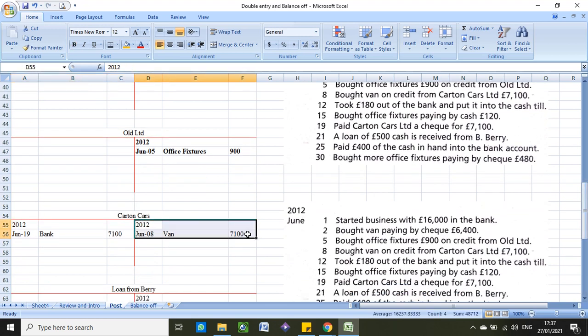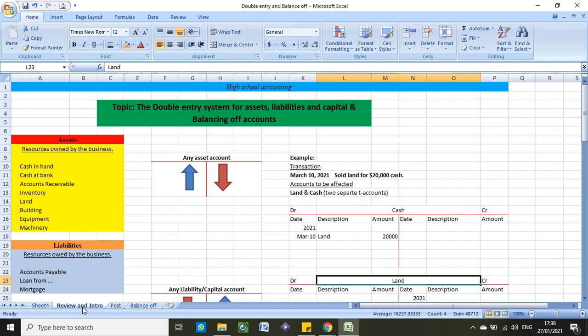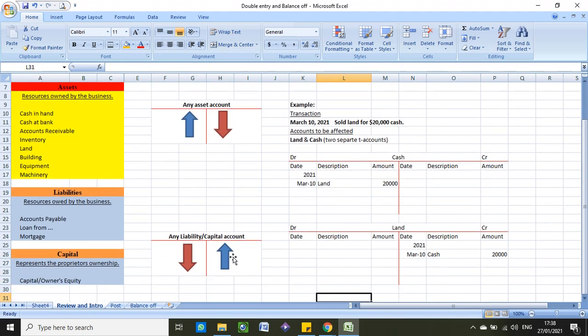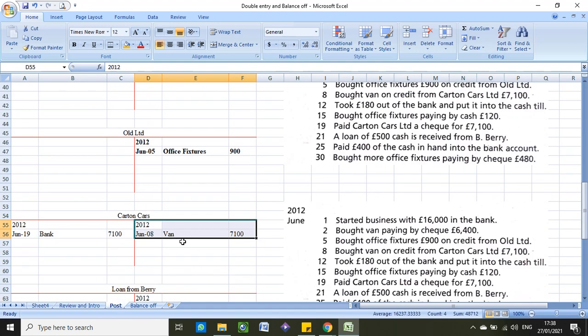Here is the entry. This is a liability, and we owe Carton Cars this amount. Keep in mind that liabilities increase on the credit side. So that's the reason why we posted this transaction on the credit side. 2012, June 8th, description van, amount 7,100. Let's move on to the following transaction, which is June 12th.